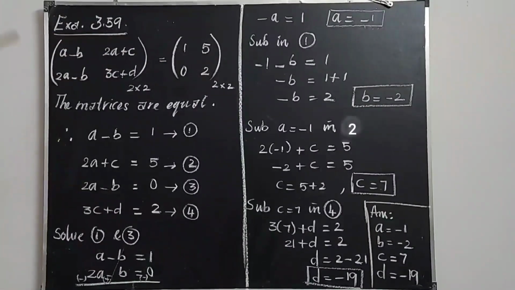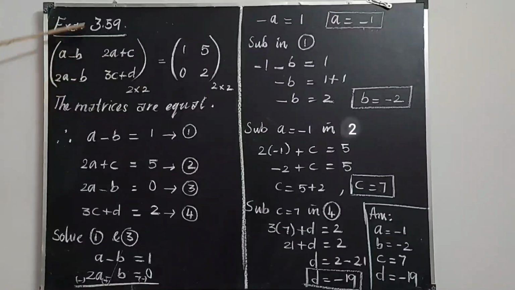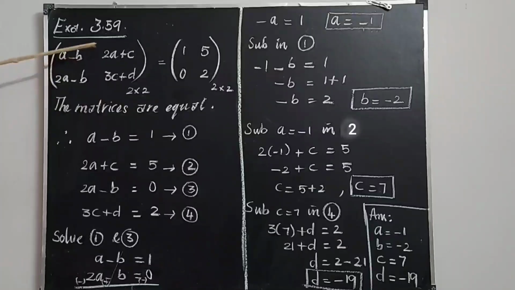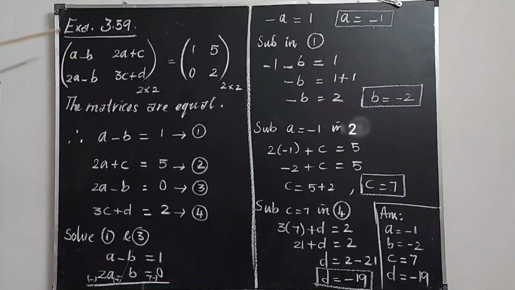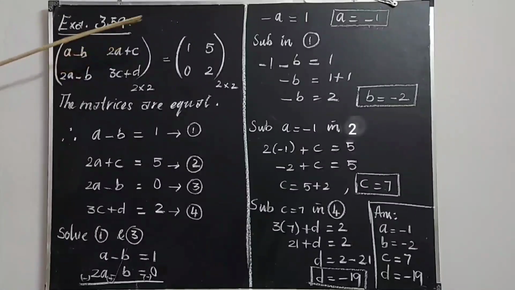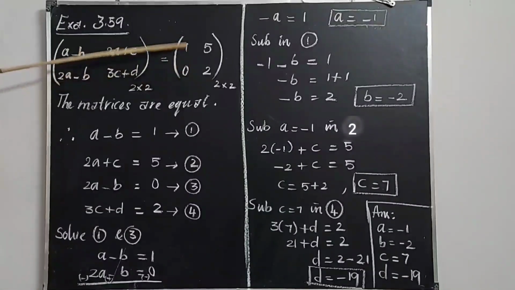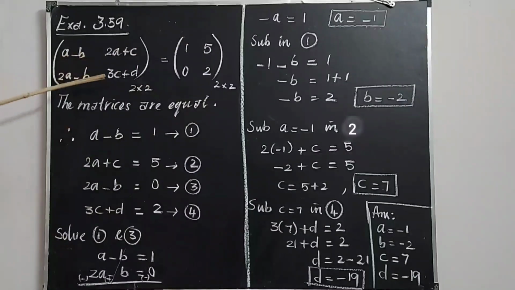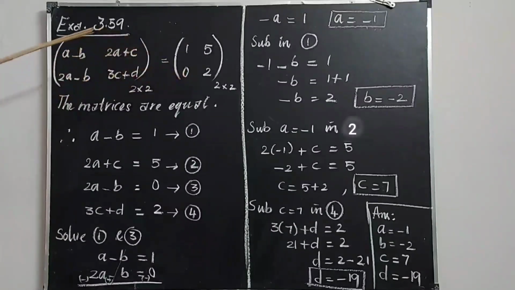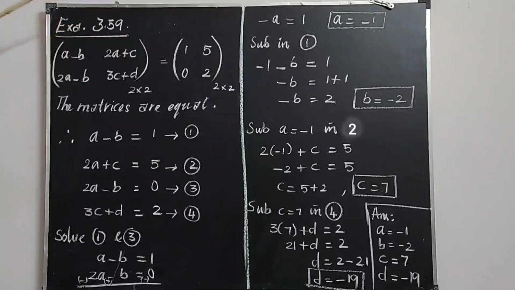Look at the order of these two matrices. First row, second row, first column, second column. Don't get confused with these elements. A minus B is in the first row, first column. It is a simple element only, which is equal to this matrix. This is also of order 2 by 2. So the two matrices have the same order and the matrices are given as equal. Surely their corresponding elements are the same.